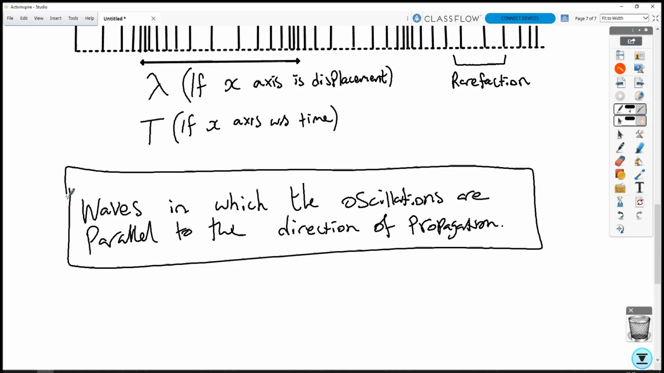Waves in which the oscillations are parallel to the direction of propagation. Up here, that says rarefaction. It's when the coils, say for example, the coils or the particles have gone further apart from each other. Furthest, yes. So compressions are where they've come closer together. Rarefactions are where they've gone further apart. Yeah? Compared to how they were when they were in equilibrium in the non-wave situation.